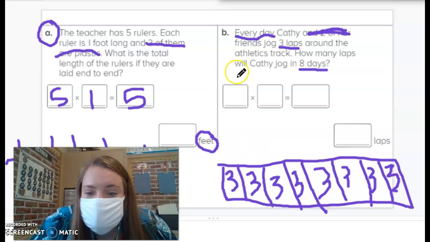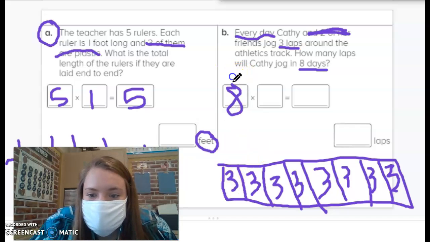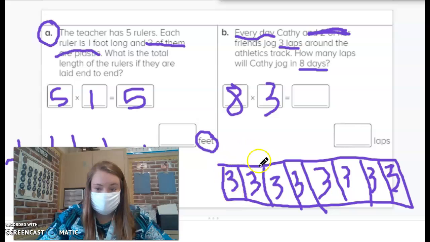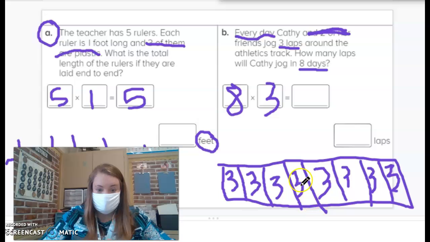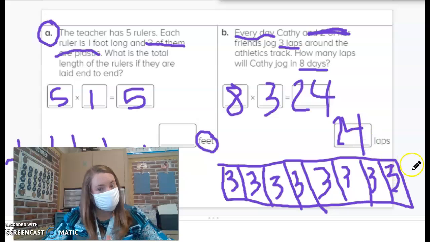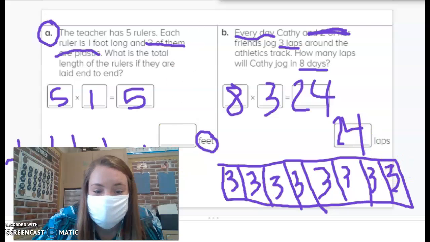Okay, so 8 groups of 3 equals what? 3, 6, 9, 12, 15, 18, 21, 24. There you go. So she ran 24 laps. Wow. Way to go, Kathy.